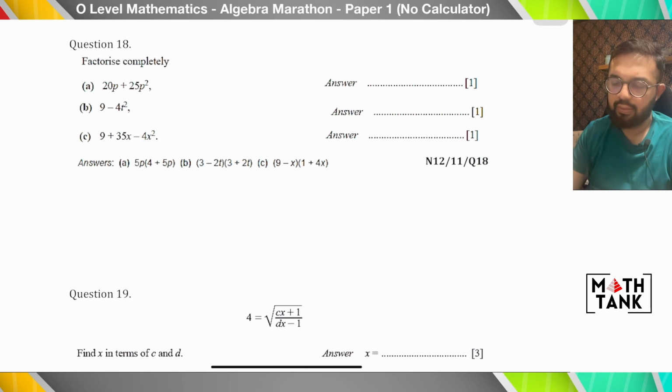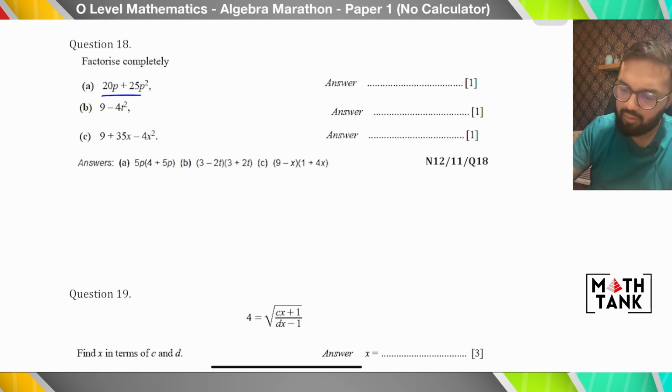Question number 18, it says 20p plus 25p squared. Question 18 says factorize. So what's common in these two? I see a 4 common, no, sorry, a 5 common between 20 and 25, and I see a p common. So I'm left with 4 here. 20p divided by 5p is 4, and 25p squared divided by 5p will be 5p. So 5p into 4 plus 5p.